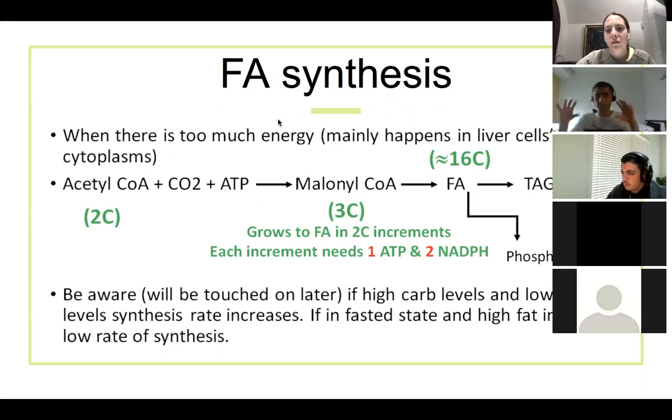We get approximately, usually, 16 carbons, as Lee was saying, but sometimes it can be more or less. These fatty acids can then be made into either phospholipids or TAGs, triacylglycerols. We'll touch on this later in the year, but if there are high levels of carbohydrates and low levels of fat, then the synthesis level increases. But when we're in a fasted state, so we're not eating a lot, and we have high fats in our diet, we decrease this process. It's a way our body makes sure we're in equilibrium.